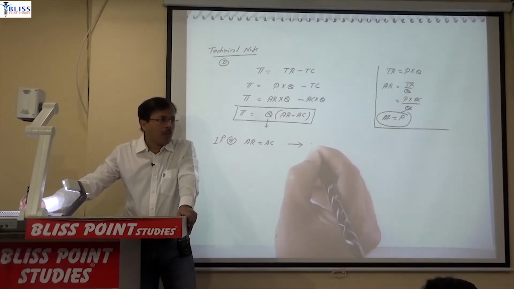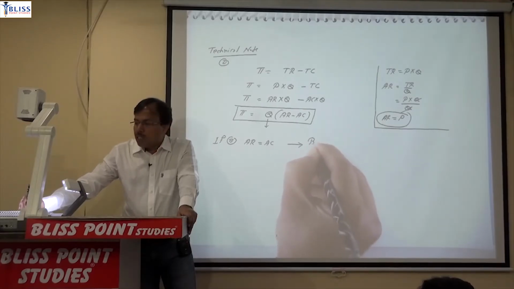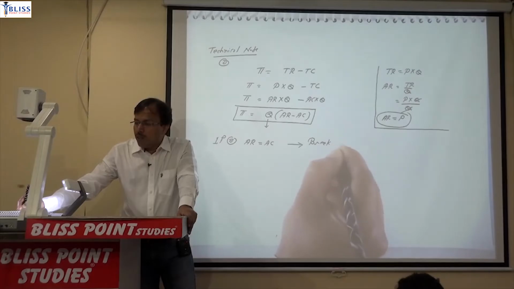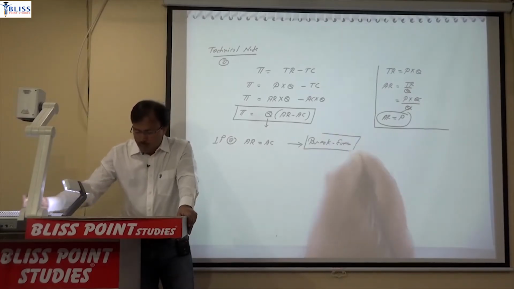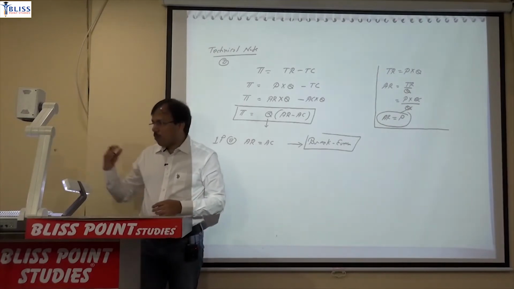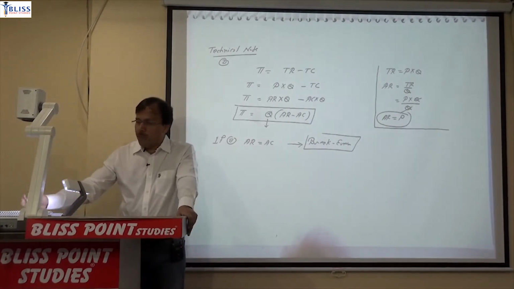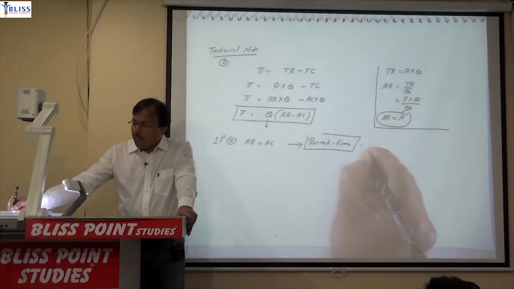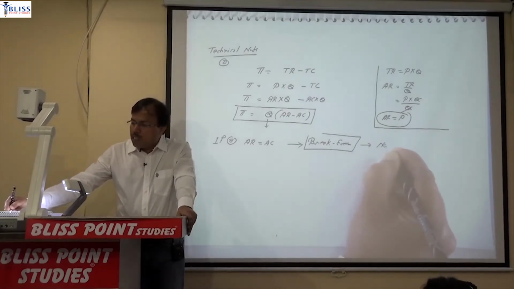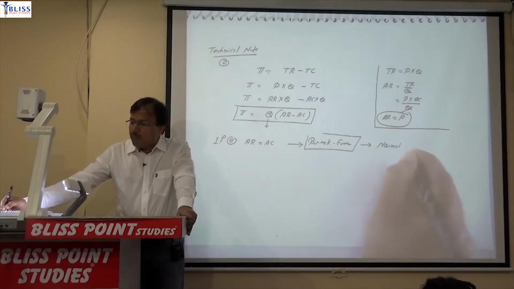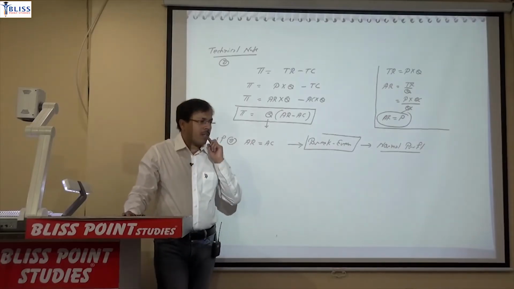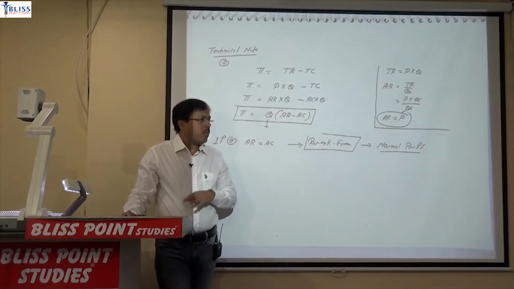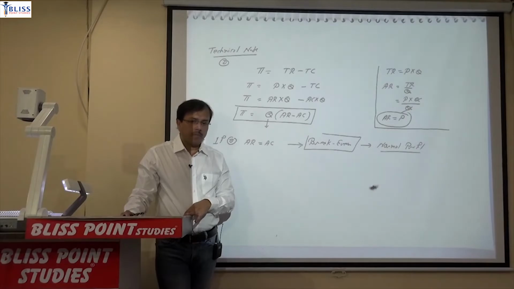So break even point हो गया. AR equal to AC is your break even point. Break even also considers that the firm is having only normal profit. If average revenue is equal to average cost, it means the firm is having only normal profit.